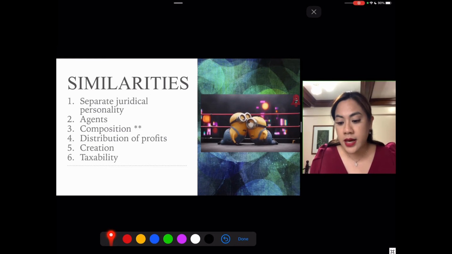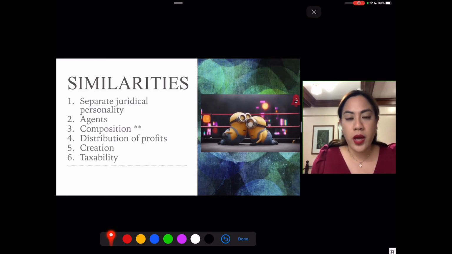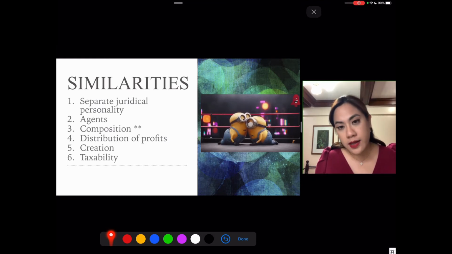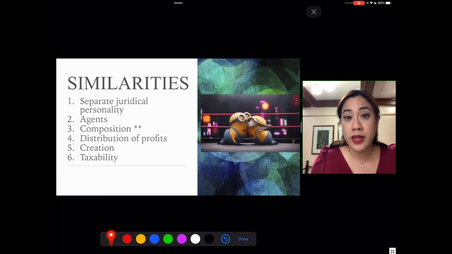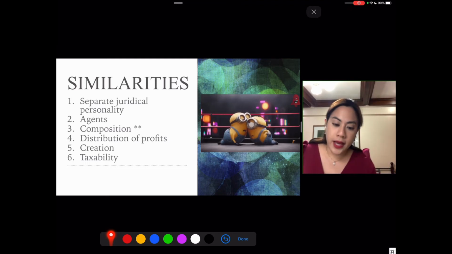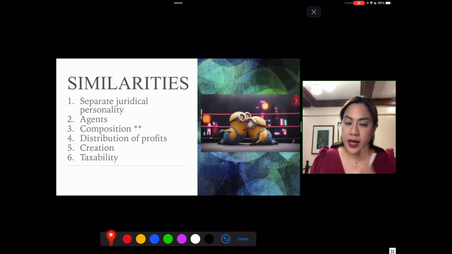And number 6, as to the taxability, both a corporation and a partnership are taxable as a corporation. Where can you see that? You will see that in Section 22B of the National Internal Revenue Code, as amended by the TRAIN Law. So again, a partnership, except a general professional partnership, is taxable as a corporation.